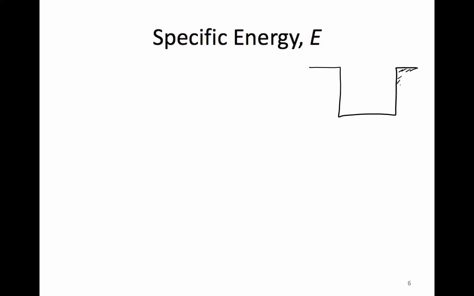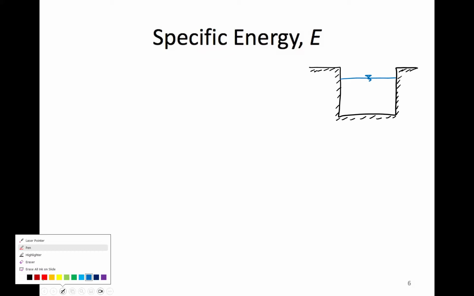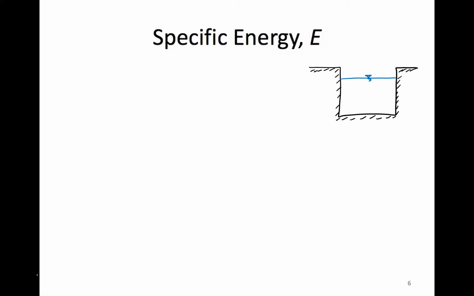So that's a section view of a rectangular channel, of course. And for simplicity, we start there again. And let's say that's the water level inside the channel. The flow has a depth of Y, and the channel has a width of B. Okay, let's look at our specific energy equation and see what happens now.